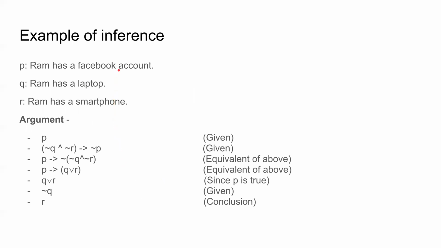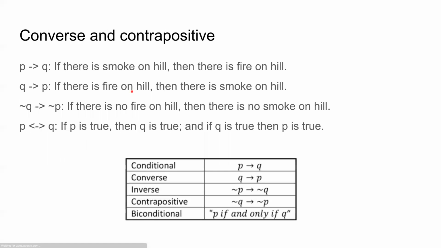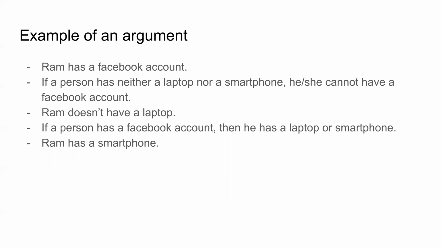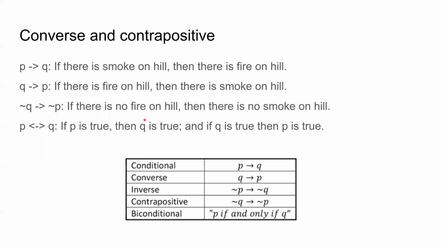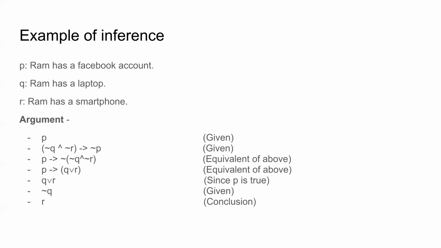There is another example. This is a much better example. So this is the same kind of argument. So we are given that Ram has a Facebook account, and we are given that if a person has neither a laptop nor a smartphone, then he or she cannot have a Facebook account. And the third thing we are given is Ram doesn't have a laptop. So let's convert this into mathematical form. So we basically have three statements here. One is Ram has a Facebook account. Second, Ram has a laptop. And third statement is Ram has a smartphone.